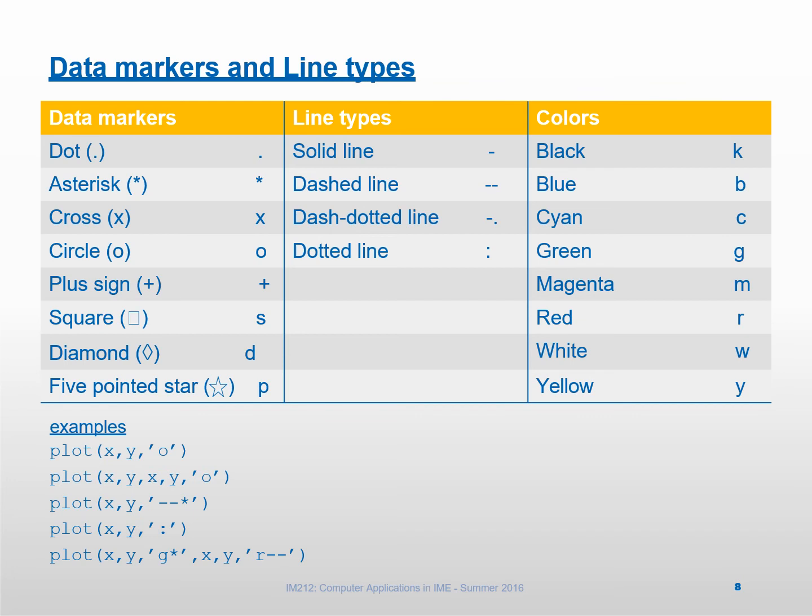Guys, pay attention to the colors. Black is K and blue is B. Basically, by default the color will be blue. So guys, if I have to plot two curves in the same graph, I can say plot xy1, xy2, and then all the data markers and the line types after xy2 will be for xy2 and not for the first one. So if you need, for example, to draw circles for the first curve and a dashed line for the second curve, you should say plot xy between quotation circle, xy between quotation dashed line, okay, in the order.